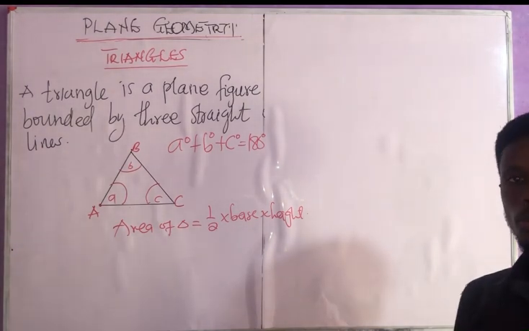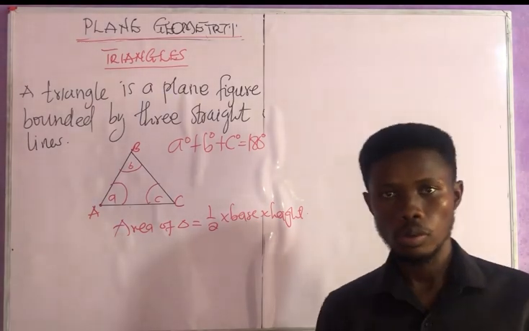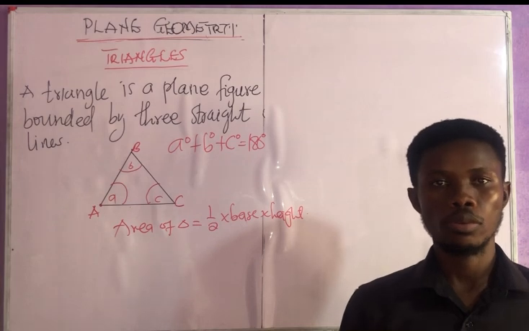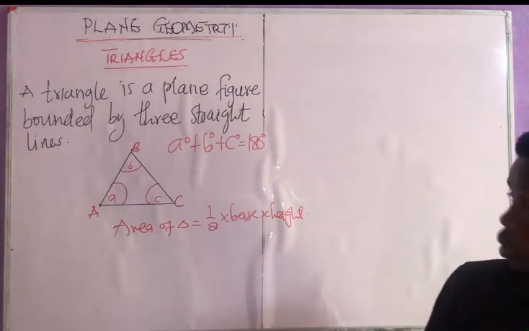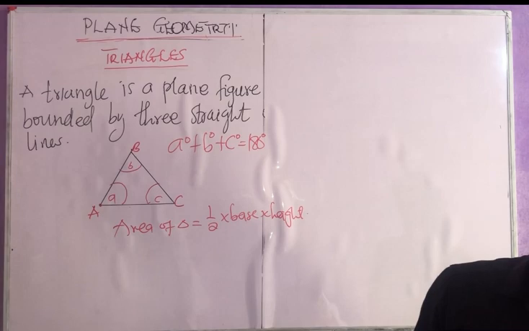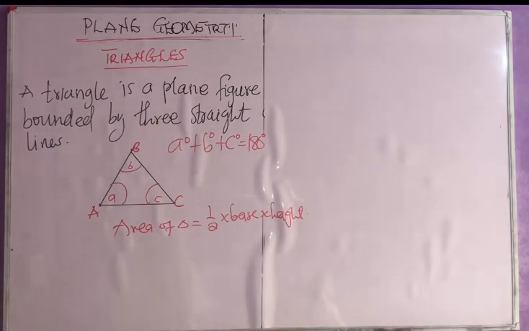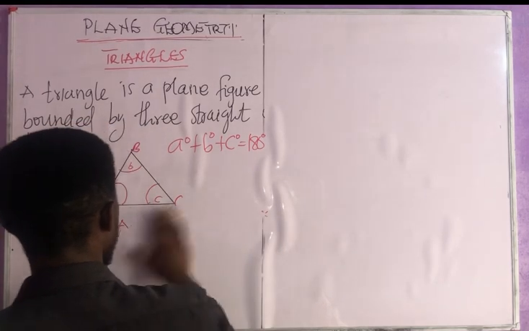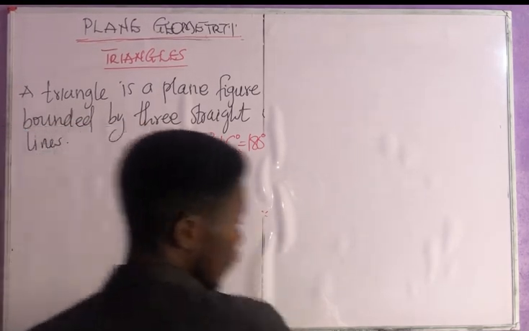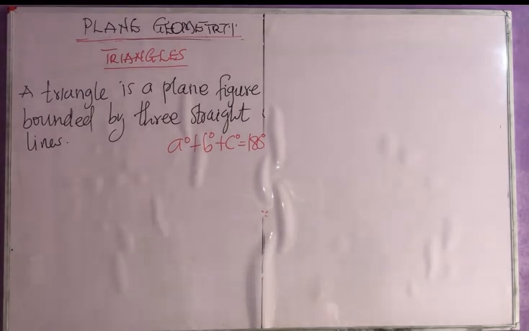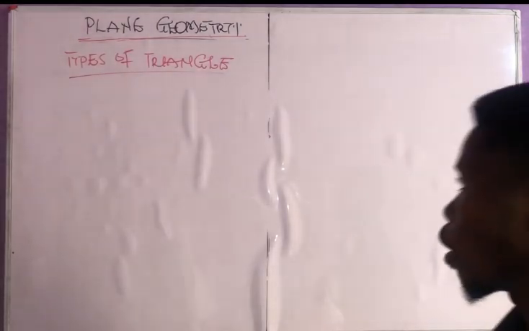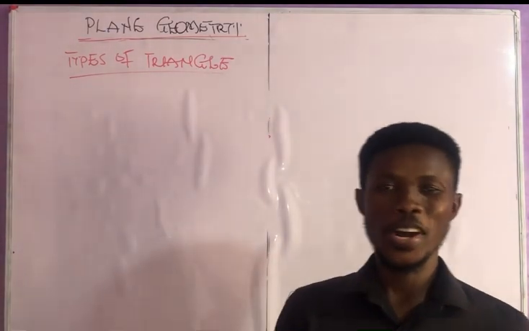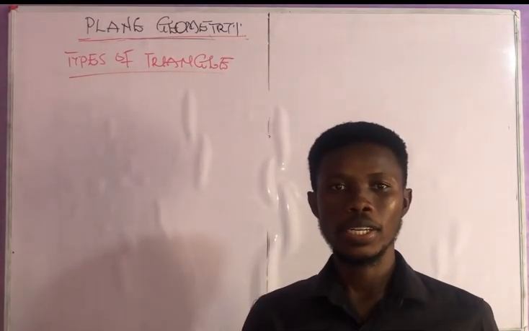Now, let's look at types of triangle. Just like when we were dealing with angles, we looked at types of angles, we're also going to look at types of what? Triangles. Okay, so types of triangle. The first one is the common one that we all know, right angle triangle.